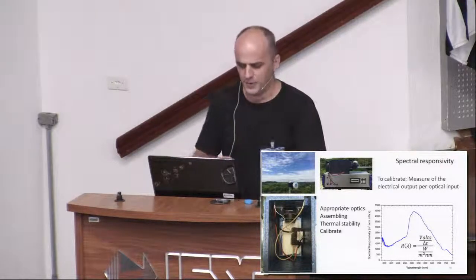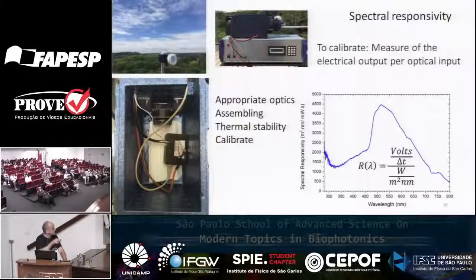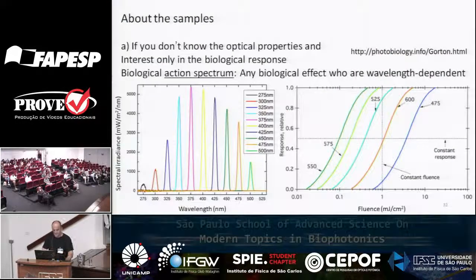After calibrating, what is the calibration? Here is a picture from the calibration. You are measuring the spectral responsivity, which relates the electrical output to an optical input. That is the spectral responsivity, and here is the meaning of this quantity. What you want is a stable value of spectral dosimetry, and you don't want noise, because noise means that you have noise in your measurement. Of course, you need your beam profile. This is the easy part.